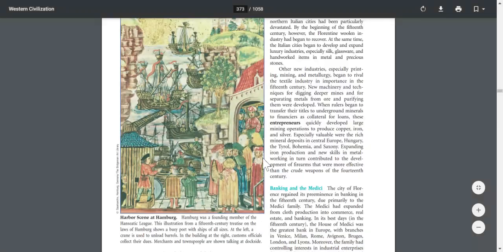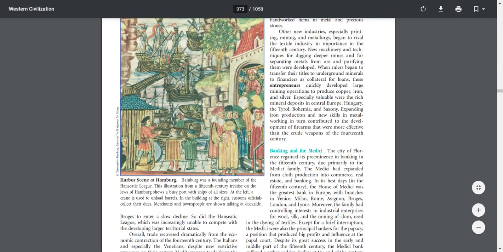I see this. I see a P5. So under the industries, I have to make sure I understand what an entrepreneur is. It's a bold word. It's kind of a childish thing to do that they do, but it's a bold word. So you need to know that. And then I see the banking and the Medici.